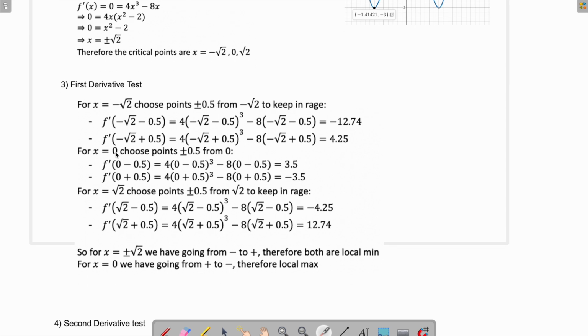Now let's test for x equals 0. For x equals 0, I could do plus minus 1, but just to keep continuity with the plus minus 0.05 for square root 2, I will just do the same range here. It doesn't really matter, but it usually just tends to be easier with plus minus 1. So simply we sub in f of 0 minus 0.05 into the first derivative, and we get 3.5. And then we do f of 0 plus 0.05 this time, so the right-hand side of the 0 critical point, and we get minus 3.5.